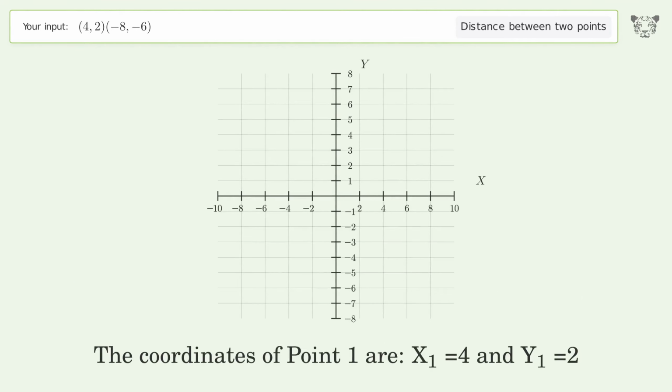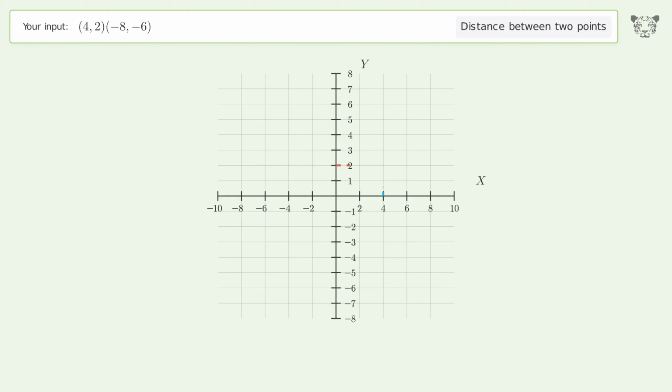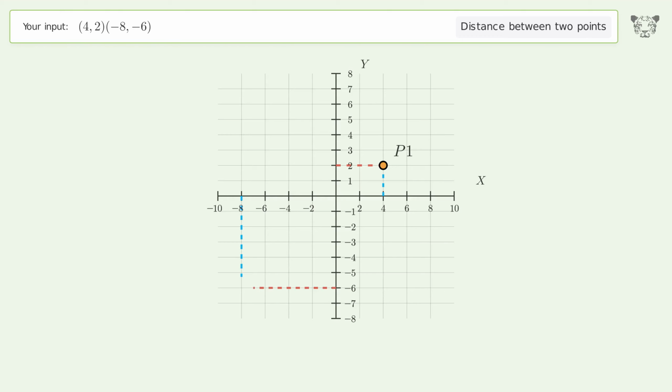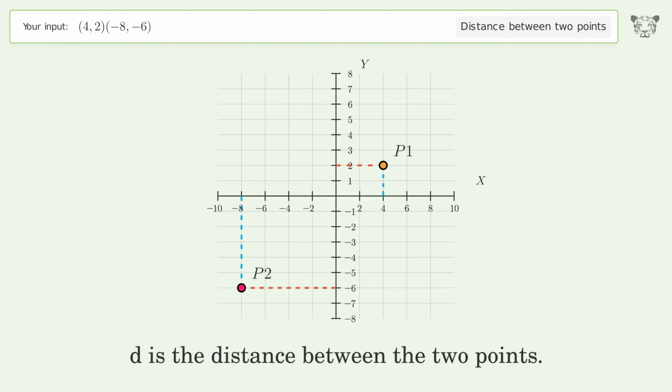The coordinates of point 1 are x1 equals 4 and y1 equals 2. The coordinates of point 2 are x2 equals -8 and y2 equals -6. D is the distance between the 2 points.